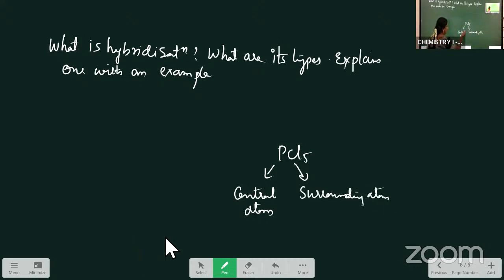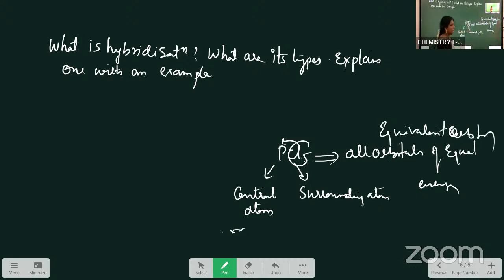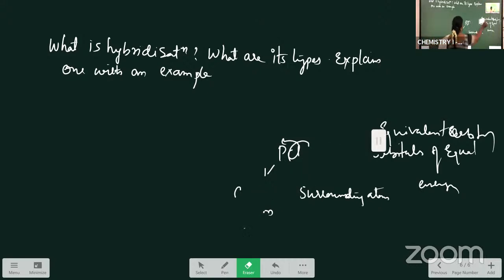Now, Cl जो है phosphorus के साथ bonds form करता है. So for forming the bonds, here we need to have all orbitals of equal energies, or we can call it as equivalent orbitals. हर तरह से they should be equal. So that process of making the orbitals equivalent, that is called as hybridization. So we'll write the statement now.